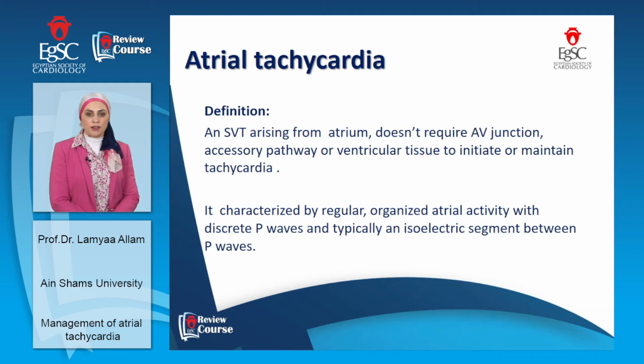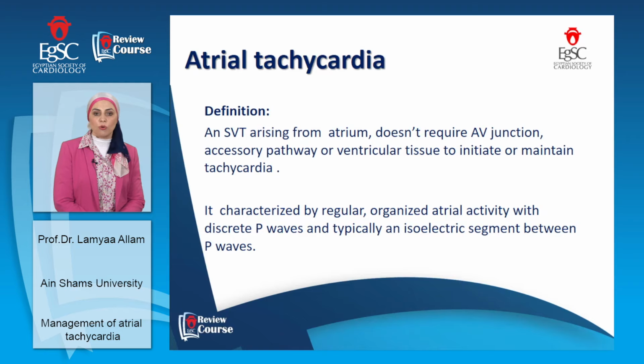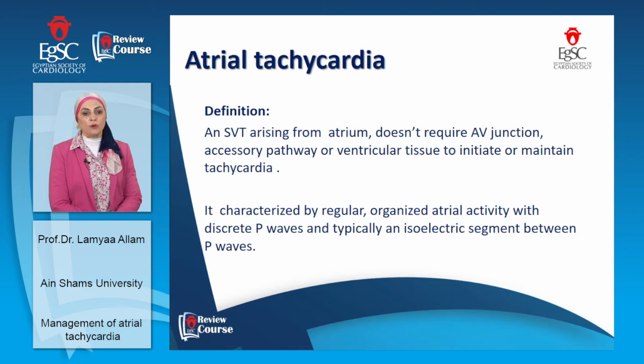What is atrial tachycardia? Atrial tachycardia is a supraventricular tachycardia arising from the atria, which doesn't require participation of the AV node, junction, accessory pathway, or ventricular tissue to initiate and to maintain this tachycardia. How to diagnose this atrial tachycardia? It is characterized by regular organized atrial activity, which is reflected on ECG by clear, discrete P waves. And there is an important point that these P waves are separated by the isoelectric segment.